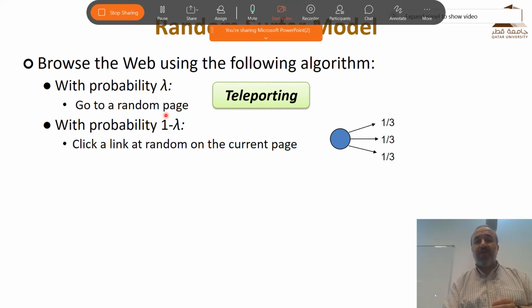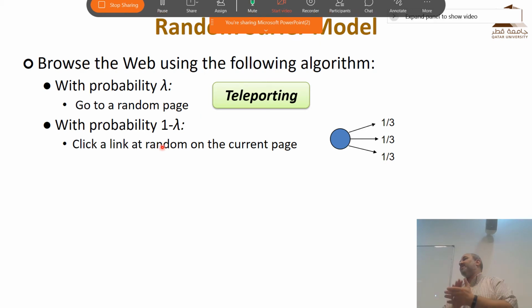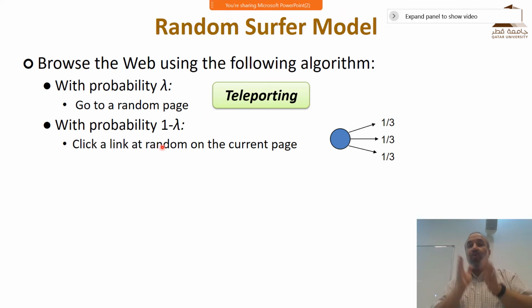And we assume that the probability of teleporting here is fixed, which is lambda. Usually lambda is 0.1, 0.15, 0.2, something like that. And the probability of clicking on a link on the current page is, of course, 1 minus lambda. Once I decide which way I will go, whether teleporting, which is going randomly, or clicking on a link on the current page, let's say that I decided to click on a link.